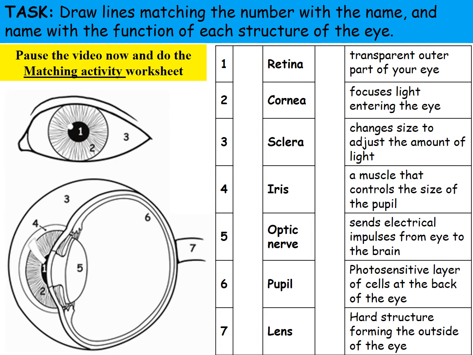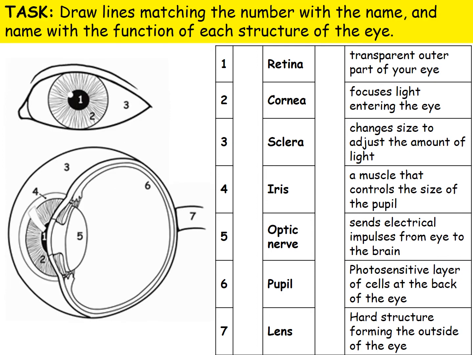So, hopefully you've managed to do the activity. We are now going to jump on and look at the answers. So, number 1, the center of our eye is called a cornea. and it is the transparent outer part of your eye.